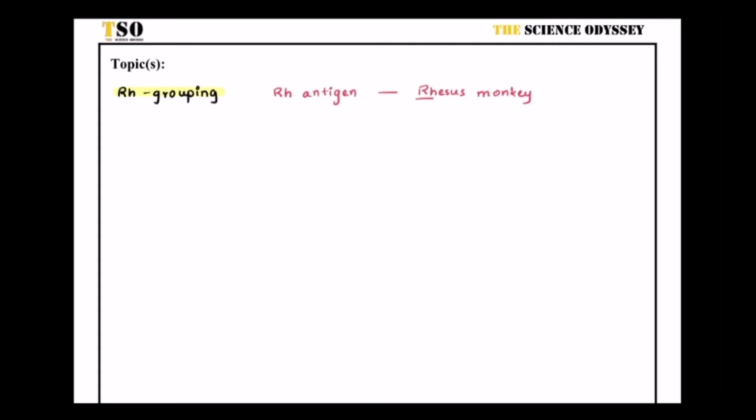And if a person is having the RH antigen on the surface of the RBC, he or she would be RH positive. If not, it would be RH negative. So as simple as that. Now, an RH negative person, if exposed to RH positive blood, will produce antibodies against the RH antigen, only if exposed to the RH positive blood.